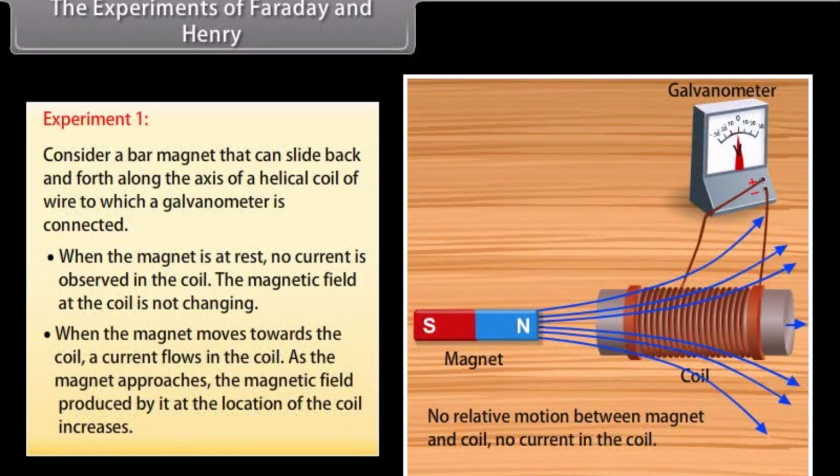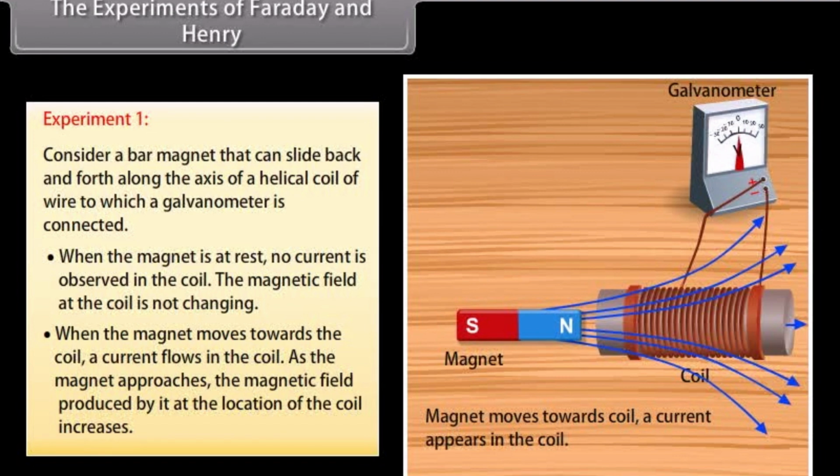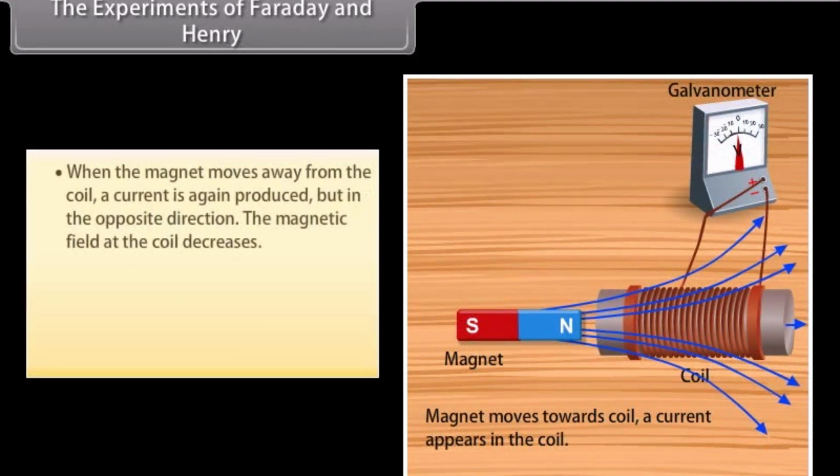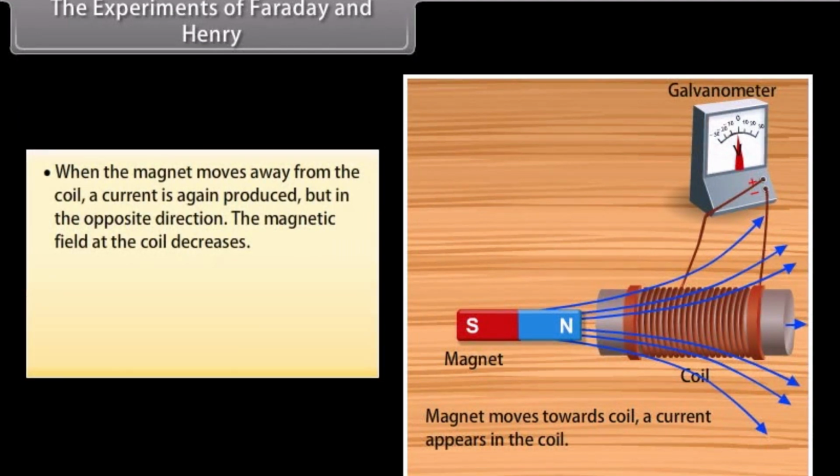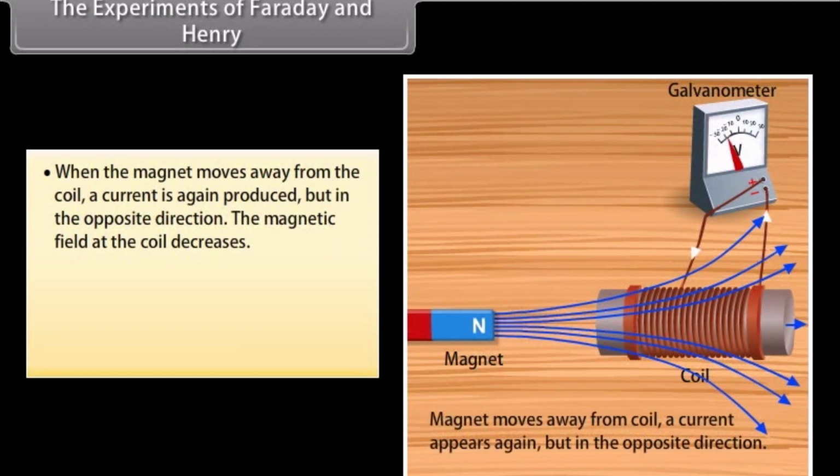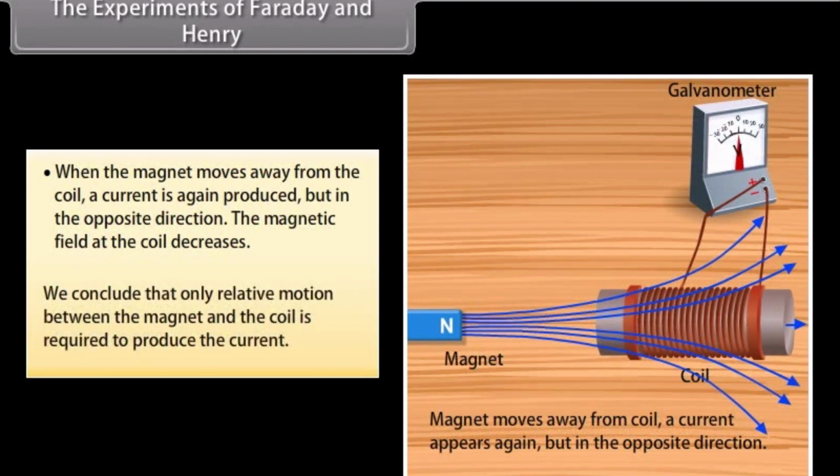When the magnet moves towards the coil, a current flows in the coil. As the magnet approaches, the magnetic field produced by it at the location of the coil increases. When the magnet moves away from the coil, a current is again produced, but in the opposite direction. The magnetic field at the coil decreases. We conclude that only relative motion between the magnet and the coil is required to produce the current.